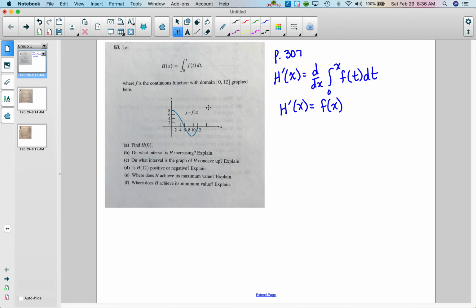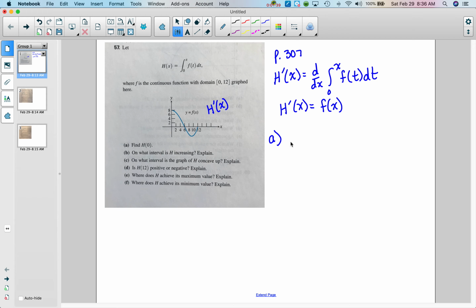So that means this graph right here that we're looking at, we can consider as h prime of x. They call this f of x, but we want to think of this as the derivative. So this is a derivative graph. That's going to be important when you think about the relationship going on with this problem.